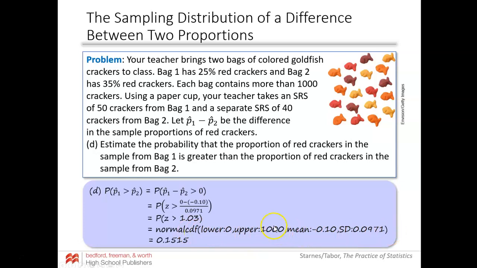I'll be honest though, they always go with 1,000 for like a gigantic upper bound, which is plenty big. I'm like a crazy lady who just puts a bunch of 9s. So you would have seen my work say lower 0, upper 99999, mean negative 0.10, standard deviation of 0.0971. So whether you did z-score using table A or you did normal CDF, standardized or unstandardized, you should get a probability value of approximately 15%. So we know it's not going to be exact every time.